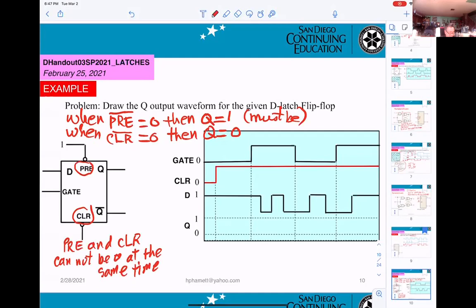How about PRE and CLR one at the same time? Can it be one at the same time? Yeah, that's when Q equals D. Remember, PRE equals zero, then Q must be one, no matter what, you don't care anything. And also the same thing, CLR equals zero, then Q must be zero. And also they make sure you understand the PRE and the CLR never connect to zero at the same time. That's because if they're connected at the same time, then preset wants Q to be one and clear wants it to be zero, and there's a conflict.